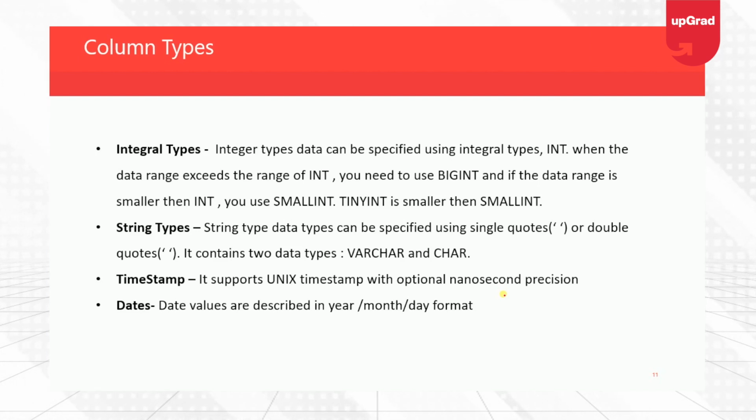The second data type is string types. String type is for containing the alphabetical data or alphanumeric data. Now, there are two data types here. One is varchar and second is char. Any data which is enclosed in single quotes or double quotes can be represented using string type.